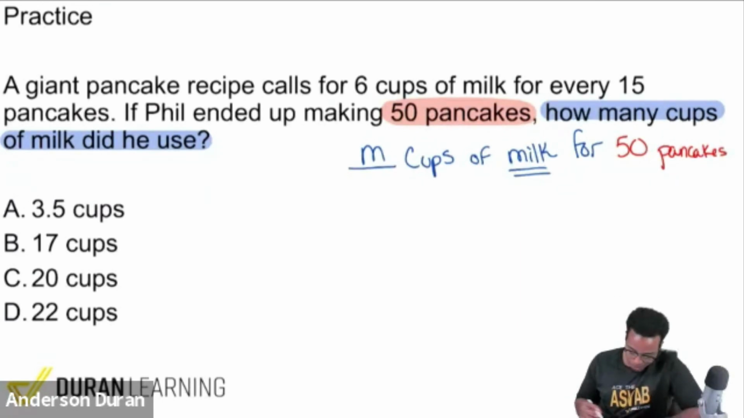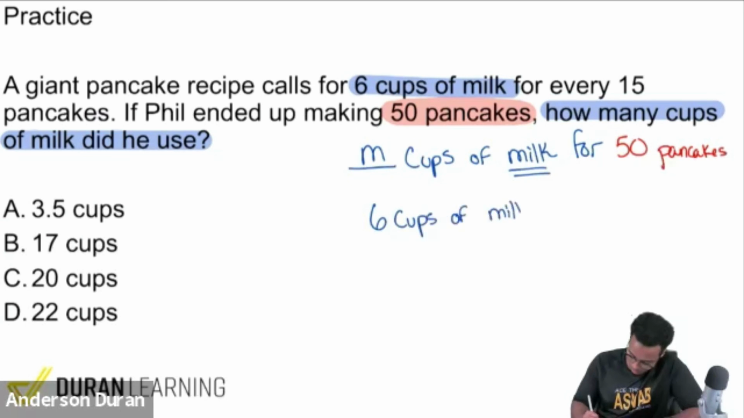All right, so going back here, when you look at the information, it says a giant pancake recipe calls for 6 cups of milk for every 15 pancakes. So if I'm looking at that correctly, let me make sure I compare the same things in the same way. I'm going to use blue here for cups of milk because I already used blue for milk right here. So I got 6 cups of milk for, and then it says 15 pancakes. So there it is.